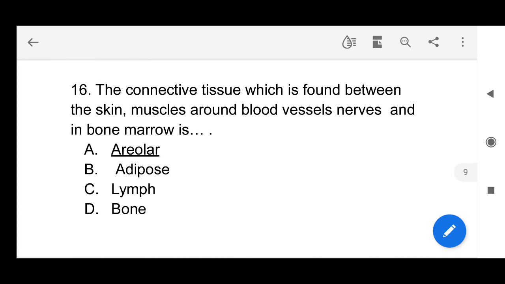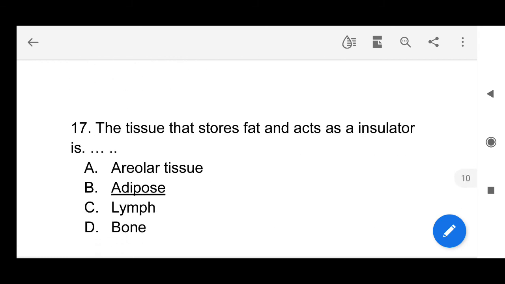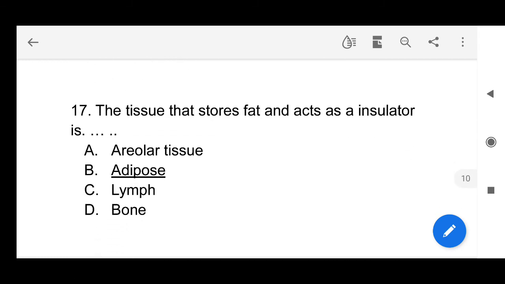The connective tissue which is found in the skin, muscles, around blood vessels, nerves and bone marrow is areolar tissue. The tissue that stores fat and acts as an insulator and also as a shock absorber is adipose tissue. It lies just beneath the upper skin, so it provides insulation against cold and it's the best shock absorber.